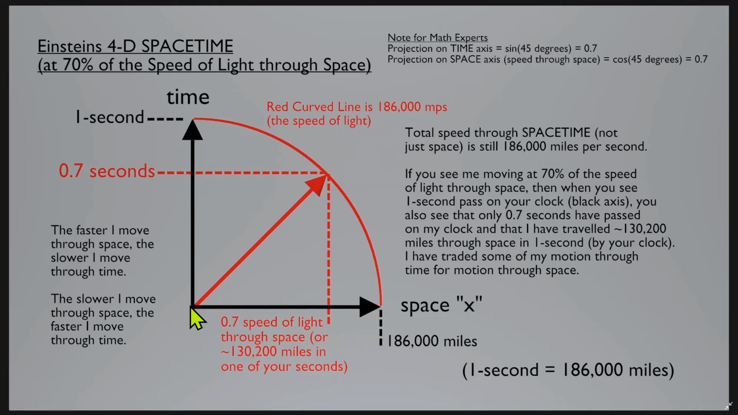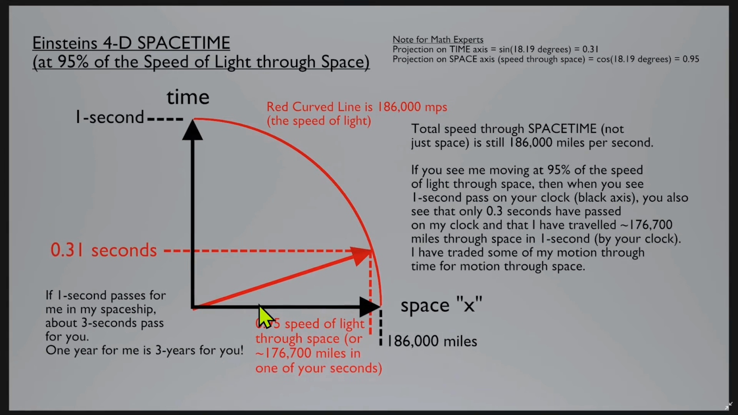Let's move to another example here. I do have some notes up here for mathematicians if you want to know exactly how I calculated these numbers. There's basic trigonometry, sines and cosines. So if you want to do the math yourself, you can. This is a 45-degree angle here. Okay, let's look at another example.